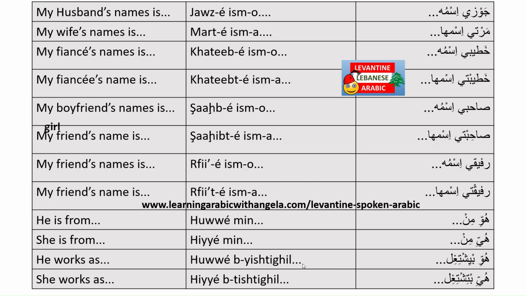He works as. هو بيشتغل. For example, هو بيشتغل أستاذ. He works as a teacher. هو بيشتغل دكتور. She works as. هي بتشتغل. هي بتشتغل دكتورة. So you notice the verb over here. In the present tense, for هو it starts with the ya. For هي it starts with the t over here. So هو بيشتغل. هي بتشتغل. That's the ra sound, just in case you're wondering, and just in case you're not familiar with Arabic writing.